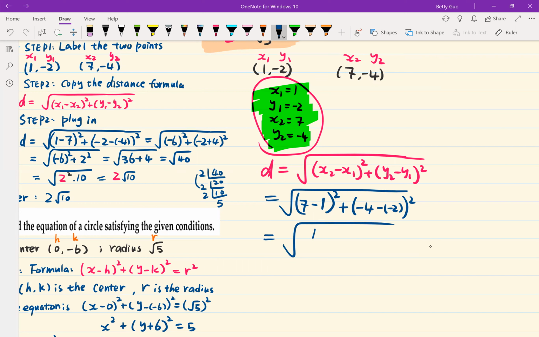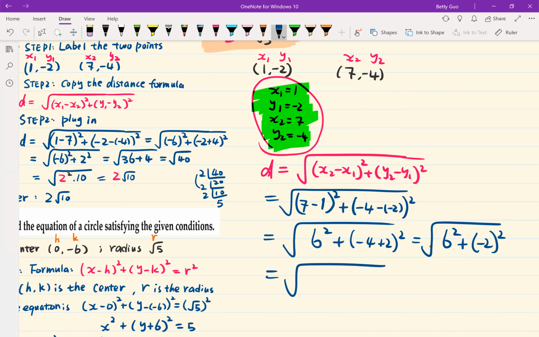7 minus 1 is 6, so we have 6 squared here. -4 minus -2: minus -2 is the same as plus 2, right? So -4 plus 2 here. 6 squared, and -4 plus 2 is -2, so -2 squared. 6 squared is 6 times 6. What is -2 squared? +4. Be very careful when you handle numbers with a sign. So the radicand is 36 plus 4, which is 40.